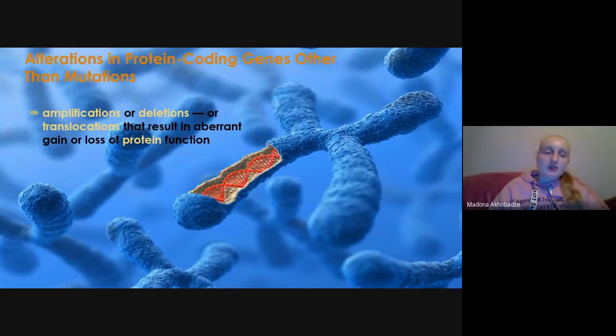Amplification, deletion or translocation result in aberrant gain or loss of function. Okay, so deletion means the loss of function, while translocation, insertion or a duplication, which is the reason for amplification, means the gain of function. But sometimes, as I said in the beginning, loss of function is more severe than gain of function. Mendelian disorders result from mutations in single genes, and they follow the inheritance rules.